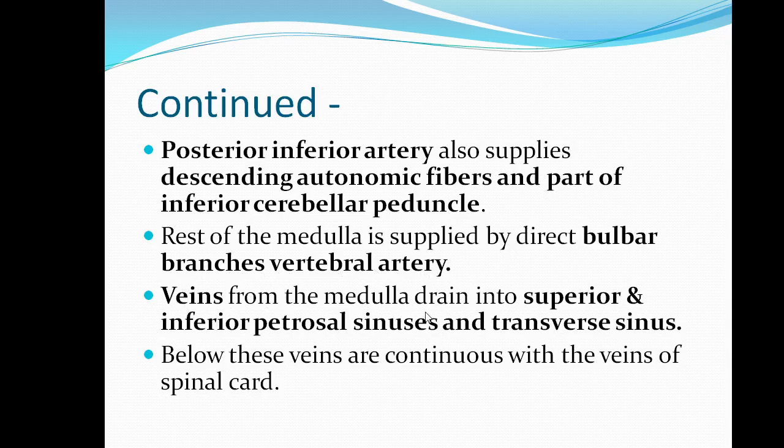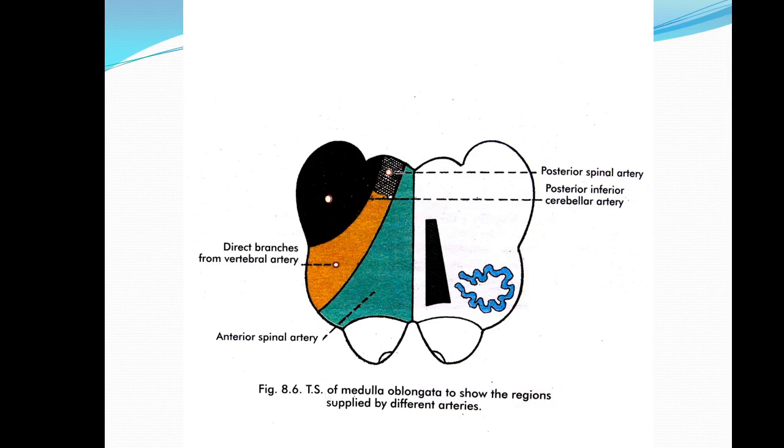The veins from the medulla drain into the superior and inferior petrosal sinuses and transverse sinus. Below, these veins are continuous with the veins of the spinal cord. In this diagram, you can see the various parts of the medulla oblongata supplied by the arteries. You can see the region here supplied by the posterior inferior cerebellar artery. This is the region which is supplied by the anterior spinal artery.